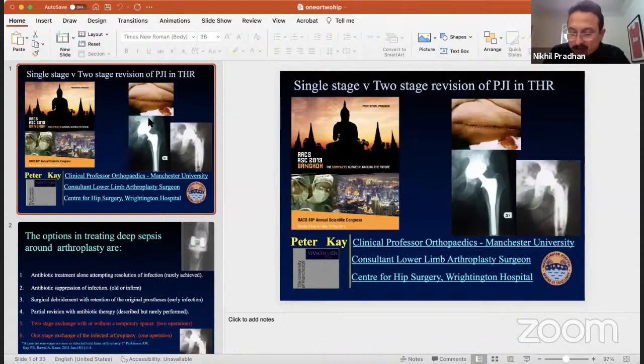Professor Kay does not need an introduction, but I'll go ahead because I like reading what he's done. He's a consultant at Wrightington Hospital. He's a clinical professor of orthopedic surgery, Manchester University, past president of the British Hip Association and British Hip Society, previous national clinical director, musculoskeletal services, NHS England, and he's currently a council member of the Royal College of Surgeons of England. Peter has always been a mentor to me throughout my career in the UK, and it's always wonderful to listen to you, Peter. So thank you.